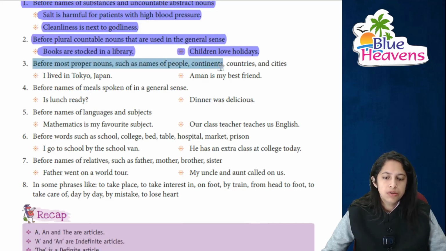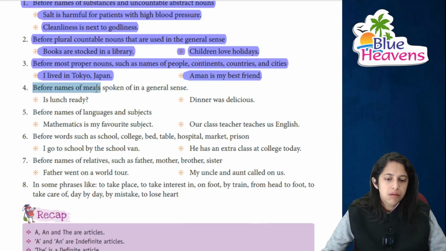Before proper nouns, such as names of people, continents, countries, cities, no article will be used after these. I lived in Tokyo, it's in Japan. Aman is my best friend, right? Before the name of a meal, when you talk in a general sense: is lunch ready? Dinner was delicious. It was a very good dinner.